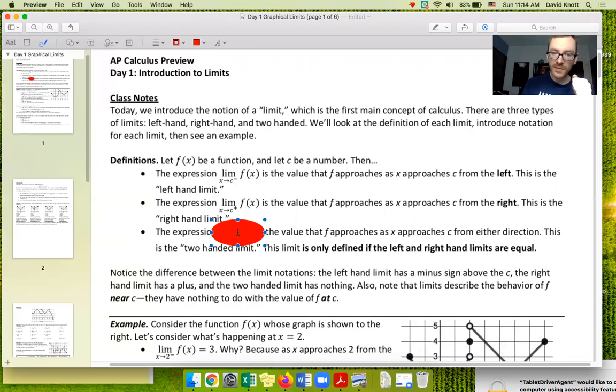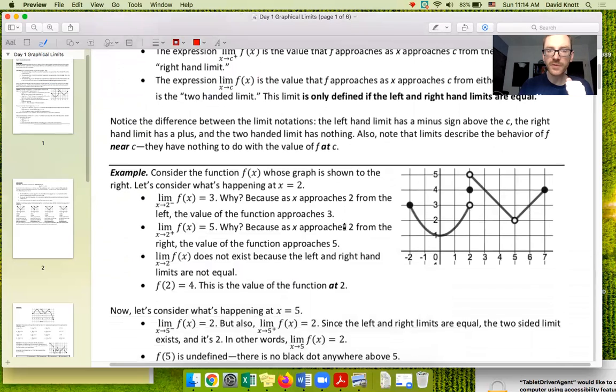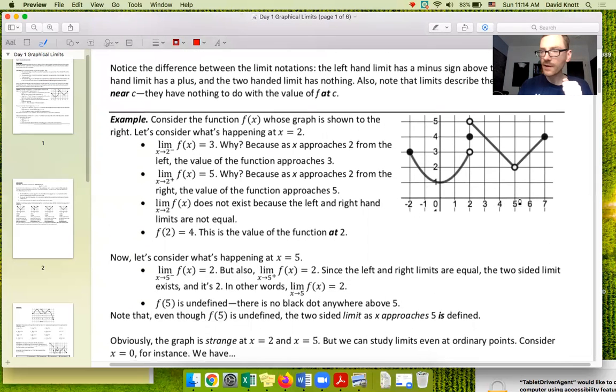So let's see some examples of what these things actually mean. Here I have the graph of some function, and it's obviously a very strange looking function. It's, I guess, a piecewise defined function. There are all these different pieces, but this is the graph of some crazy function. We're going to use this graph to understand the meaning of these different limit concepts, okay?